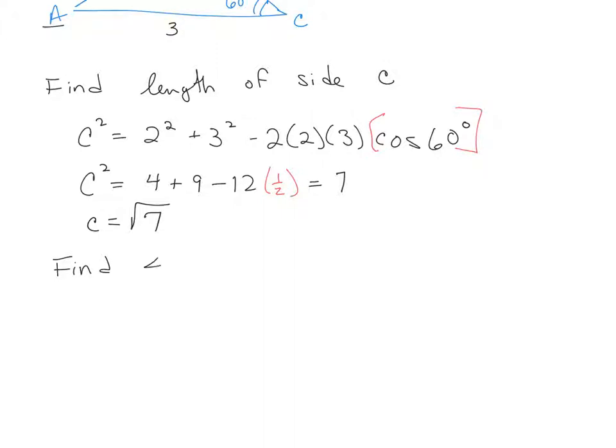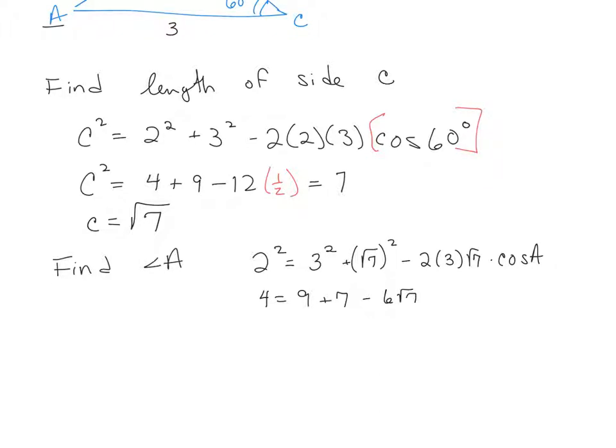But if we're going to use the law of cosines, to show you as an example, if I wanted to find the measure of angle A, I set that up as 2 squared is equal to 3 squared plus the square root of 7 squared minus 2 times 3 times the square root of 7 times the cosine of A. All right, so now I'm left with 4 is equal to 9 plus 7 minus 6 square root of 7 cosine of A.